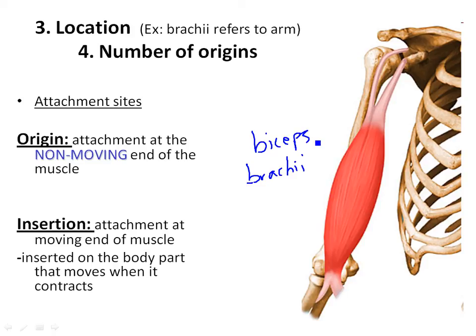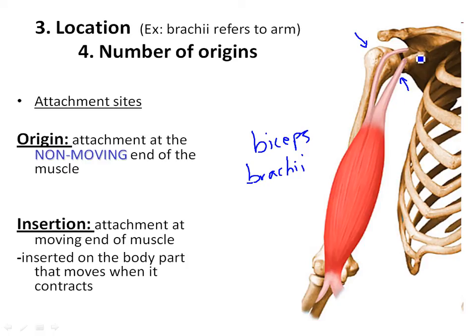Okay. Now, the next way that we name things is based on the number of origins. Now, of course, I need to explain to you what an origin is. I used the example again of the biceps brachii. Biceps, the word bi means two. We're referring to these two origins up here. See these two tendons that are connecting the biceps brachii to bone.